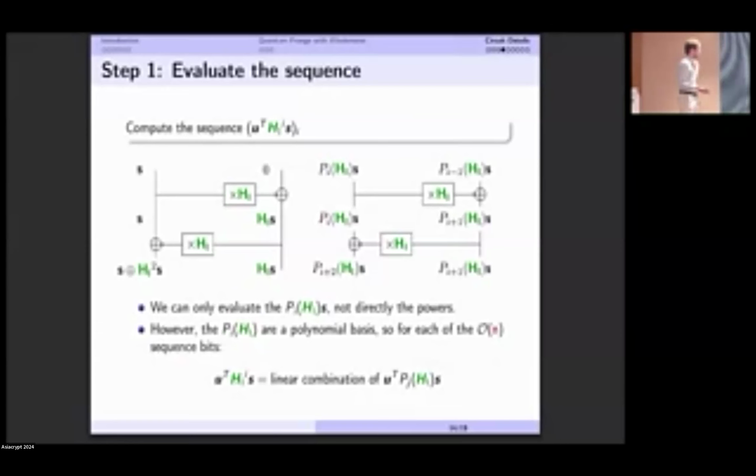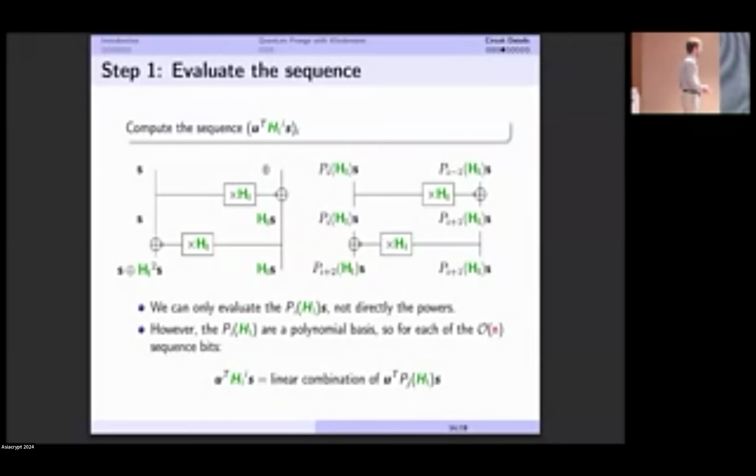Okay. The next step is to evaluate the sequence. And there is a problem with the sequence, which is that it involves the powers of the matrix H. But we can't compute directly the product in place. What we compute instead is the product in a new register. So if you iterate this, you see that this looks more or less like a Feistel scheme, for symmetric cryptographers. But also that you don't obtain the powers of H. You obtain some polynomials of H applied to your initial vector. But this is fine, because these polynomials also form a polynomial basis. So actually, every power of H is also a sum of these polynomials of H.